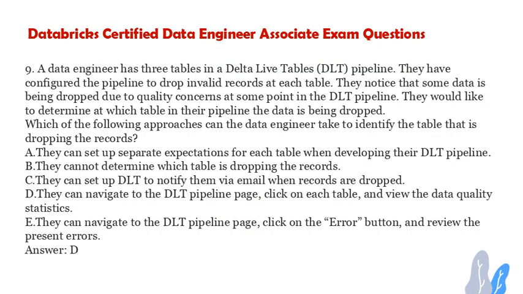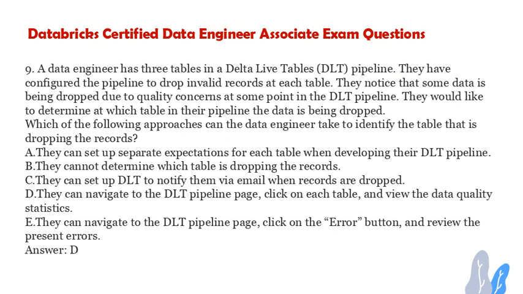9. A data engineer has 3 tables in a Delta Live Tables (DLT) pipeline. They have configured the pipeline to drop invalid records at each table. They notice that some data is being dropped due to quality concerns at some point in the DLT pipeline. They would like to determine at which table in their pipeline the data is being dropped. Which of the following approaches can the data engineer take to identify the table that is dropping the records?